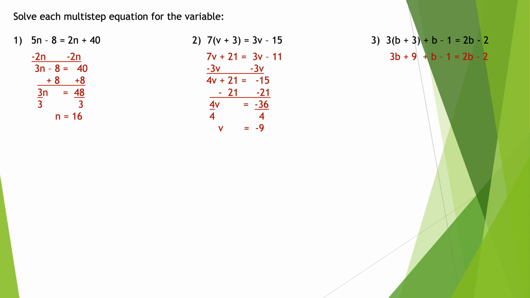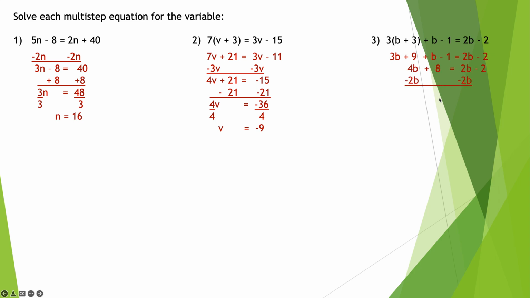Distributing that, 3b plus 9 plus b minus 1 is 2b minus 2. We gave you a little bit more detailed explanation of this yesterday, but you want to combine your like terms here. If they're on the same side, you do the same operation. Same side, same operation. So 3b and 1b make 4b. 9 and negative 1, or 9 minus 1, is 8. So 4b plus 8 is 2b minus 2.